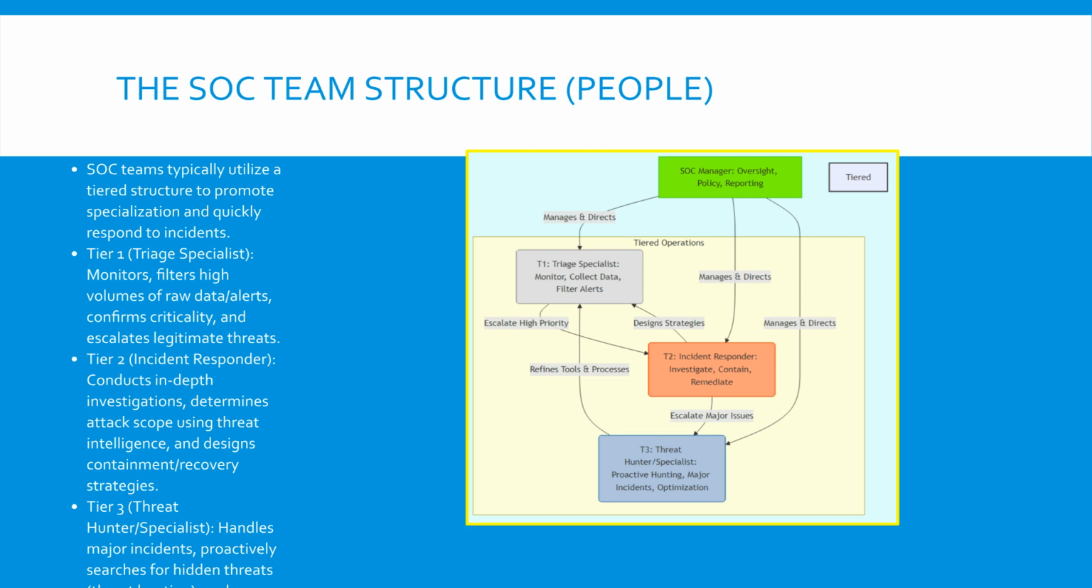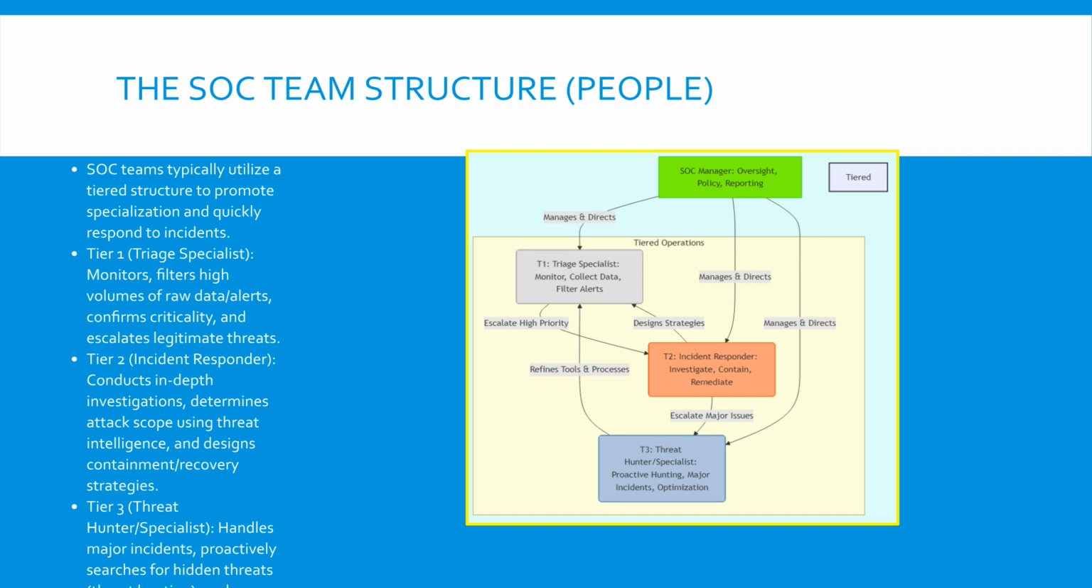This diagram illustrates the typical tiered structure of a Security Operations Center team. At the top is the SOC manager, who has the critical responsibilities of managing the team, ensuring adherence to security policies, and communicating security status to executive leadership. Below the manager are the three operational tiers. Tier 1, the triage specialist, is the frontline defense. They continuously monitor and filter the massive amount of incoming security alerts, distinguishing between real threats and harmless events, also known as false positives.